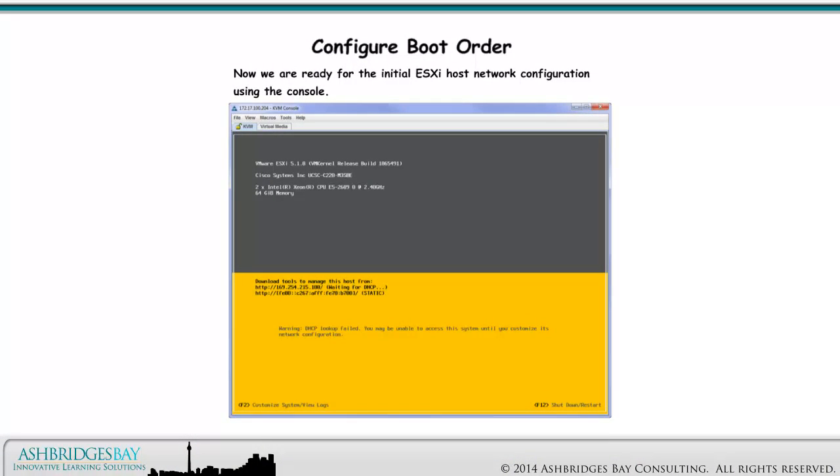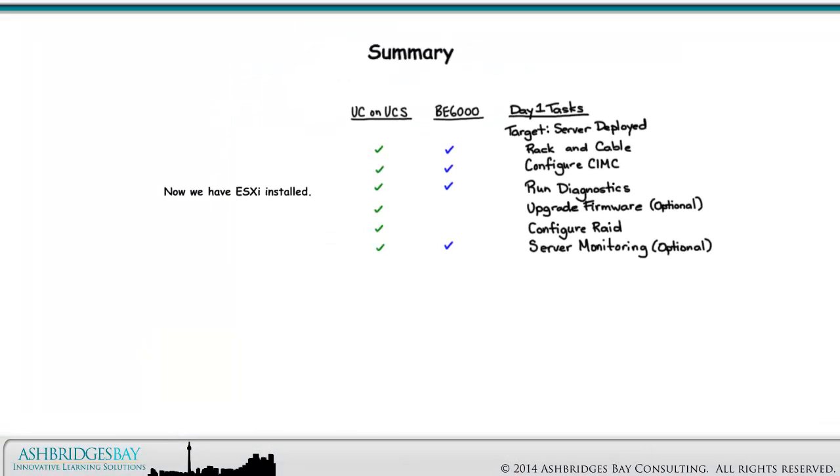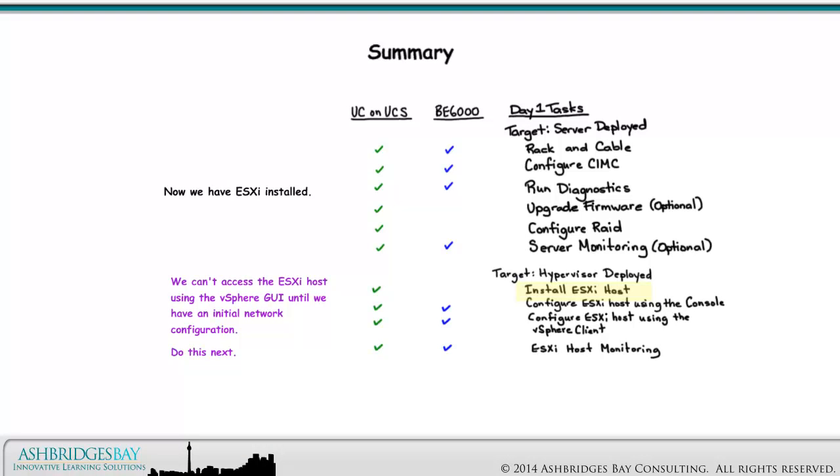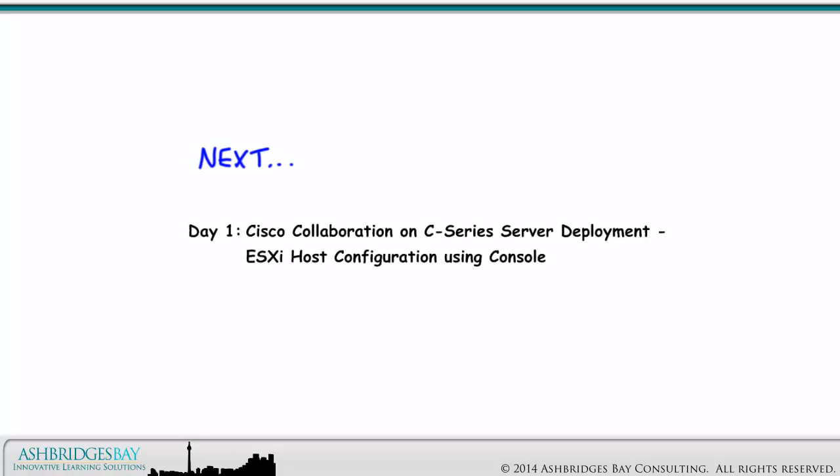Now we are ready for the initial ESXi host network configuration using the console. Now we have ESXi installed. We can't access the ESXi host using the vSphere GUI until we have an initial network configuration. Do this next. Coming up next, Day 1, Cisco Collaboration on C-Series Server Deployment, ESXi host configuration using console.